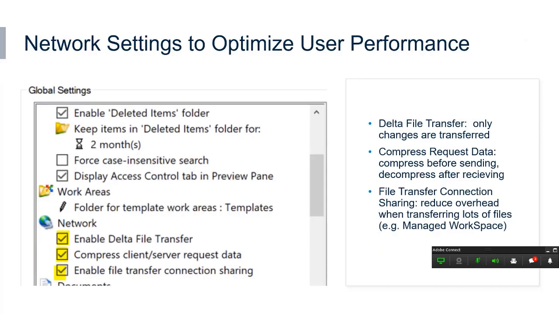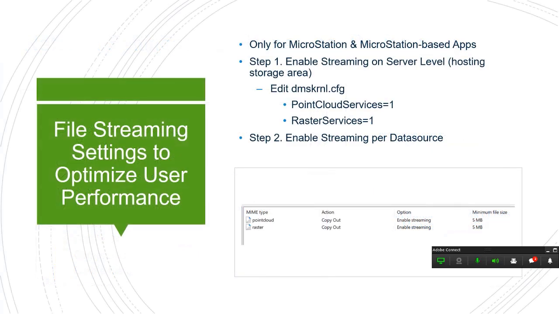So that's the first section about the data source settings. It's really about the network settings. The second one is really about the file streaming. Now I just want to emphasize first, the file streaming is only applicable for MicroStation and MicroStation based applications. It does not work for AutoCAD or any AutoCAD based applications.